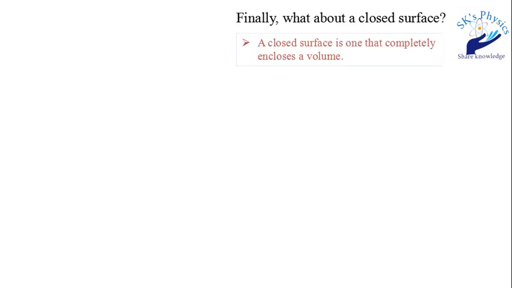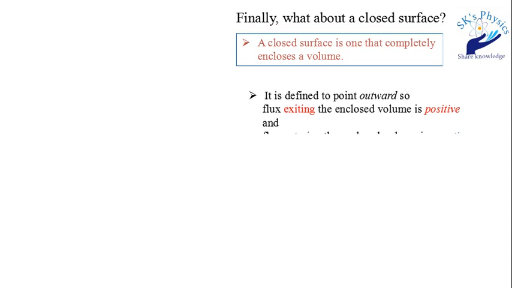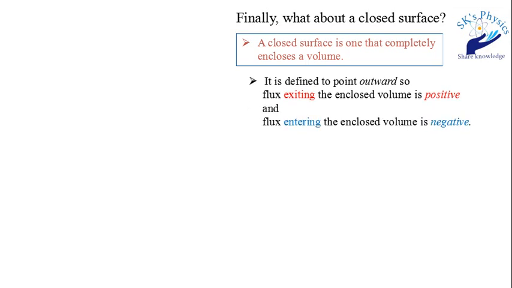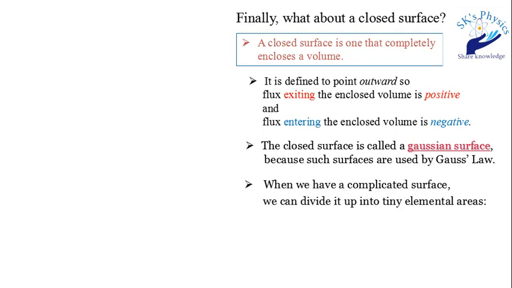Finally, what about a closed surface? A closed surface is one that completely encloses a volume, that means a 3D surface. It is defined to point outward, so flux exiting the enclosed volume is positive and flux entering the enclosed volume is negative. The closed surface is called a Gaussian surface because such surfaces are used in Gauss law.